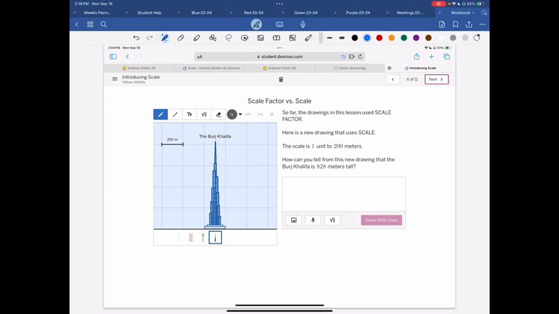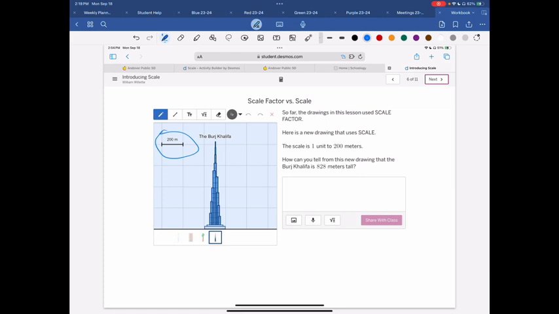It says, so far, the drawings in this lesson use scale factor. Here's a new drawing that uses just scale. Okay, so when you look at a map, you're often going to see a scale so that you can calculate what the distance is in real life rather than just on the diagram. So here, we're given kind of like a map, right? We're given that there's a scale of 200 meters.